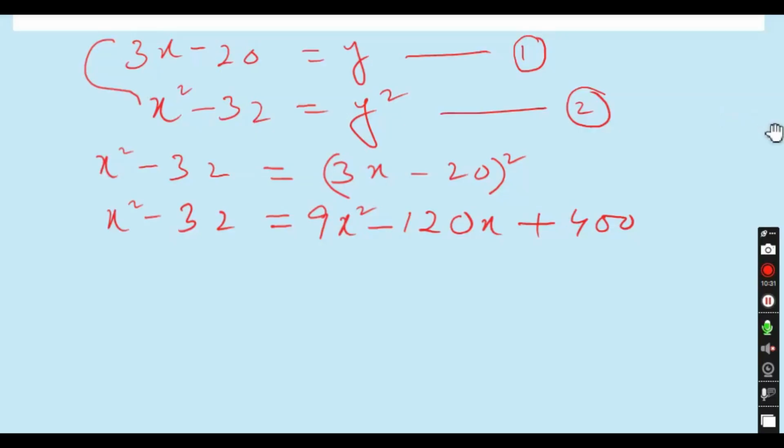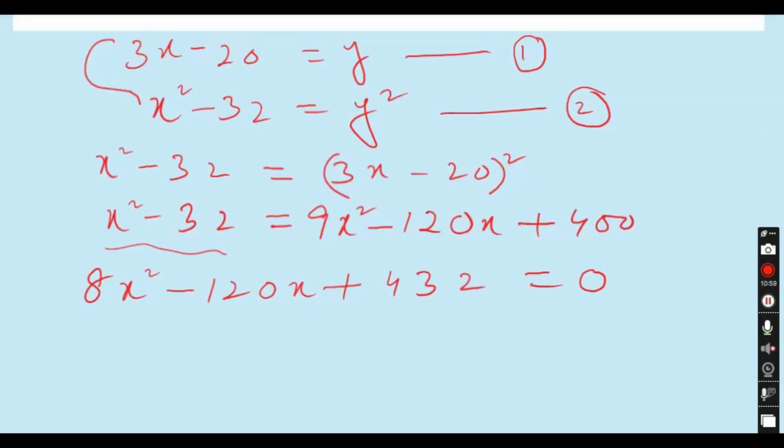Shift the left hand terms to the right hand side. x square moves over there, so it will be subtracted from 9x square, that is 9x square minus x square is 8x square minus 120x. Shift minus 32 to the right hand side, so it will be added to 400. 400 plus 32 is 432, is equal to 0. This is the quadratic equation.